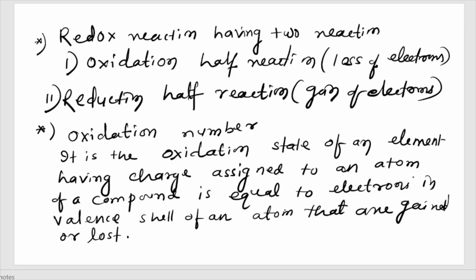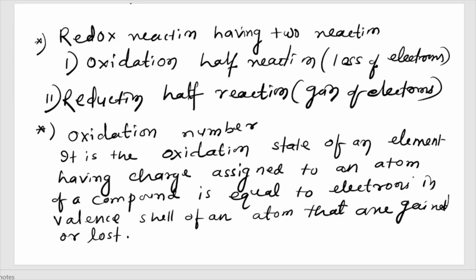Oxidation half reaction. How can you say when the reaction starts and completed, where oxidation takes place? There should be one half reaction, there should be oxidation, and other one reduction reaction, that is gain of electron. That means redox reaction having two parts. One is oxidation half reaction, another is reduction half reaction. Gain of electron, that is reduction half reaction. Loss of electron, that is oxidation half reaction.